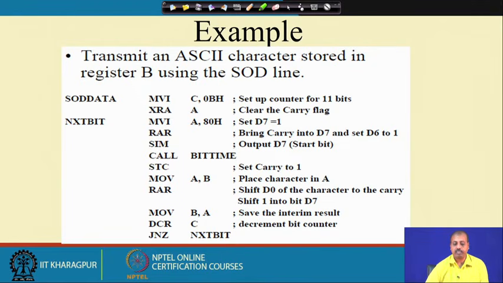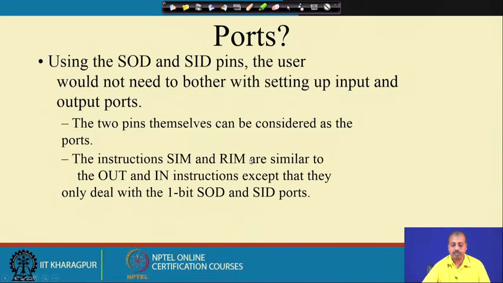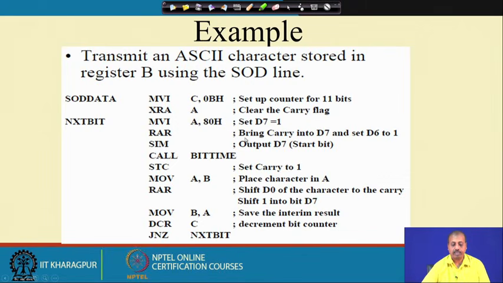In the SIM instruction, we have this SDE bit, which has to be 1 for transmitting. For sending the start bit, the SDO bit should be 0 and the SDE should be 1. That is exactly what has happened here. After doing this, bit D6 has become equal to 1, so SDE is equal to 1 and bit D7 is equal to 0. That is why it is transmitting the start bit. So, this SIM will transmit the start bit.